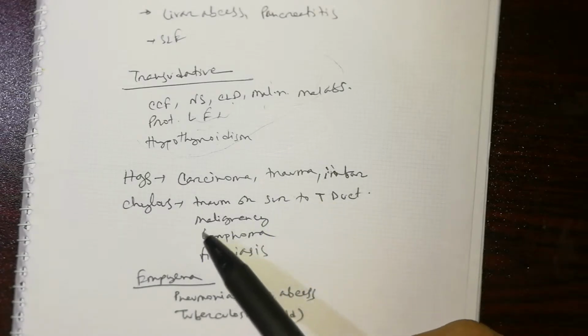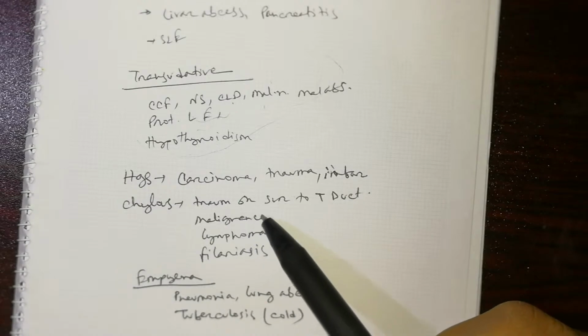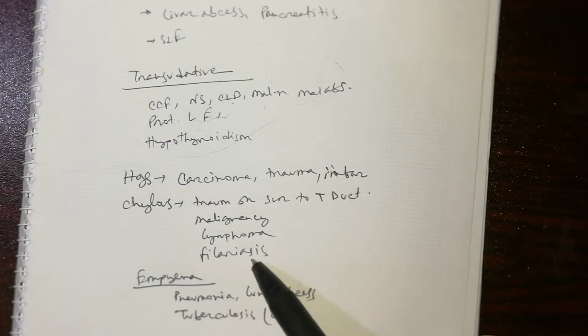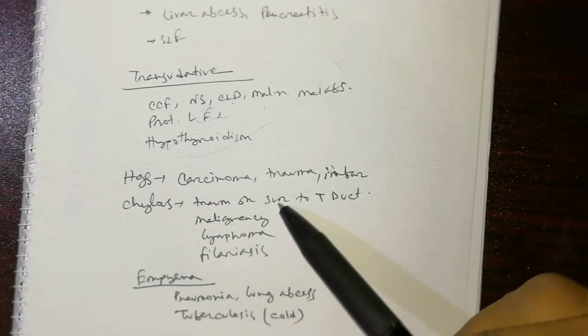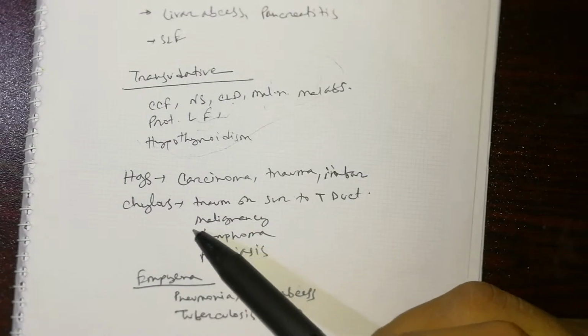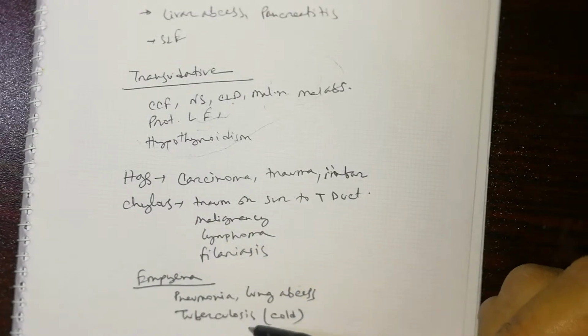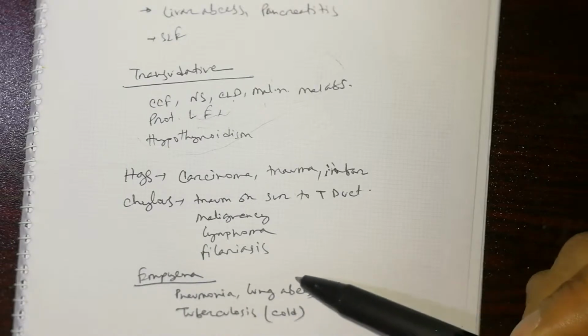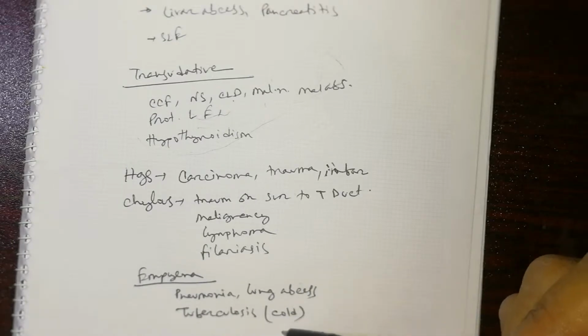And chylous is due to trauma or surgery of the thoracic duct, malignancy involving the thoracic duct, lymphoma involving the thoracic duct, or filariasis. So malignancy, lymphoma, and filariasis, these three causes are chylous pleural effusion. And empyema means frank pus in the pleural space. These are pneumonia, lung abscess, and tuberculosis.